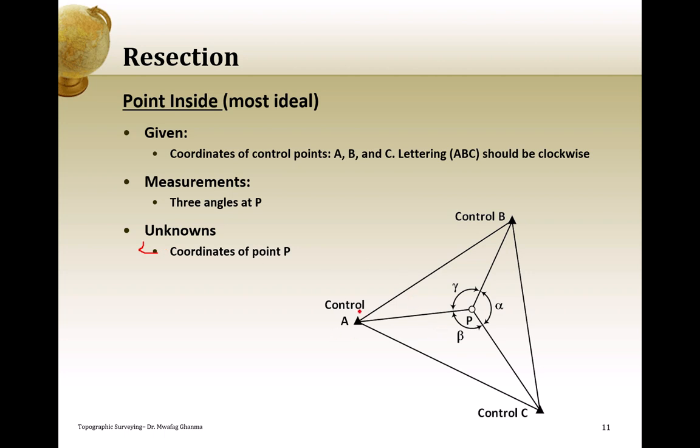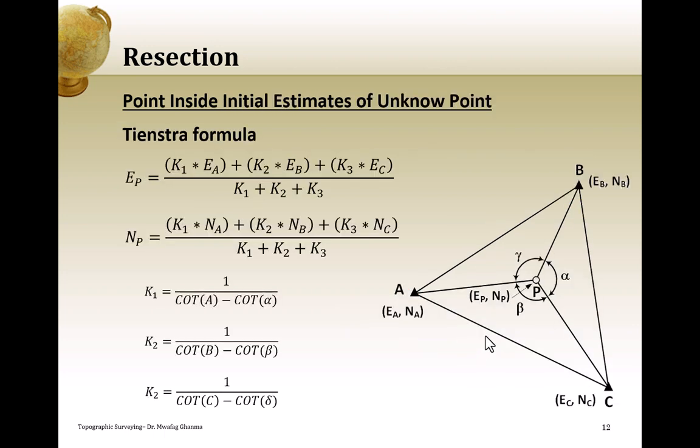So what are the measurements when we are doing the point inside the triangle? In the triangle, which triangle? The triangle made by the control points. So these are the three control points, and then the point P is inside, and this is the most ideal situation. What do we have to measure? We measure alpha, beta, and gamma, three angles, and that's all. These are the measurements: alpha, beta, and gamma. The unknowns are the coordinates of P. So always we have to think of the given quantities, the measurements, and what the unknowns are.